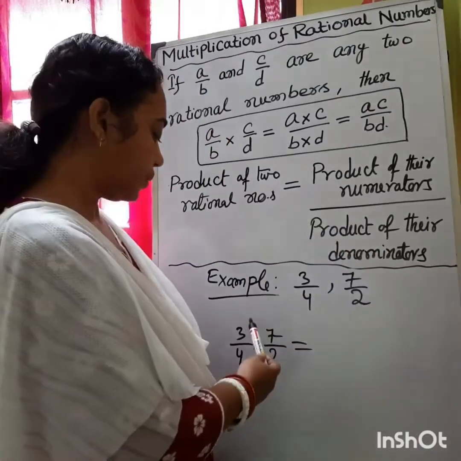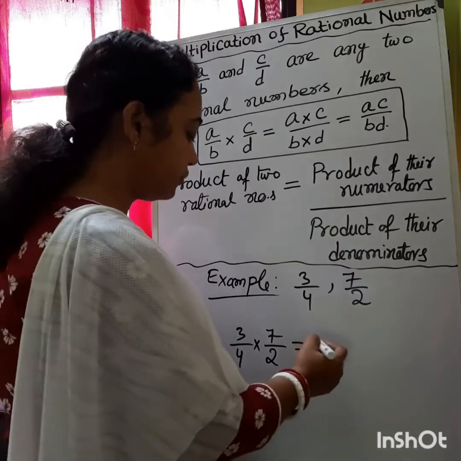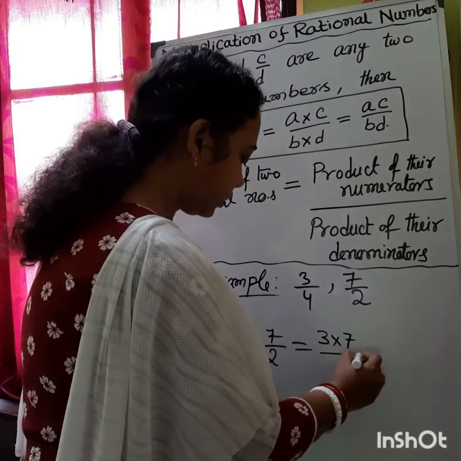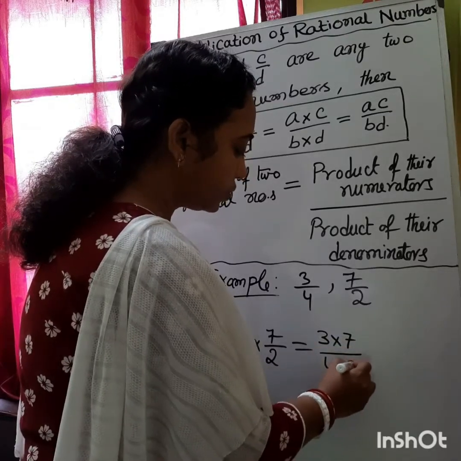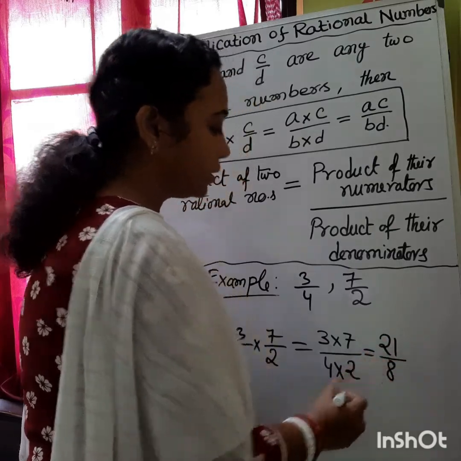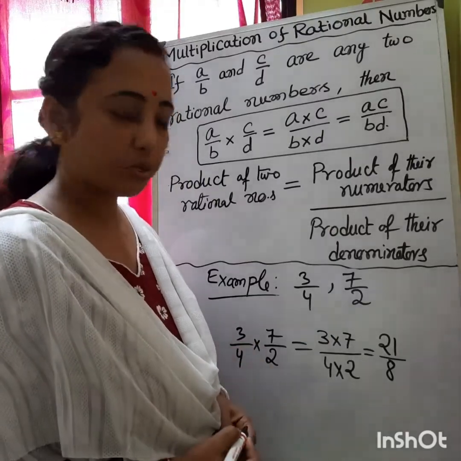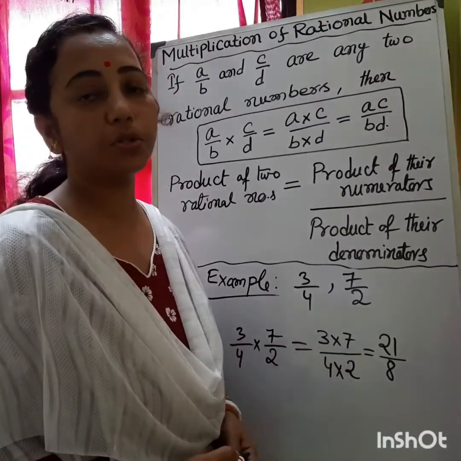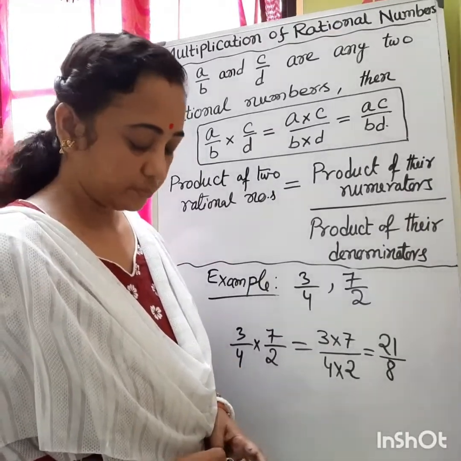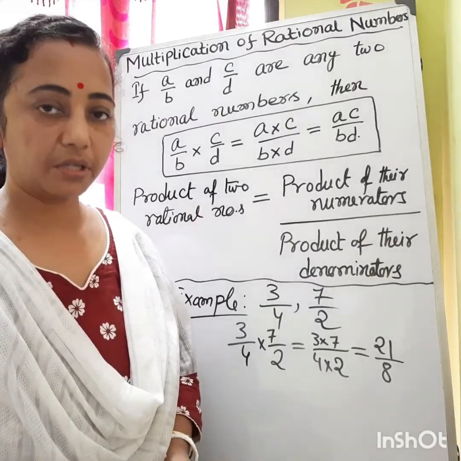In this case, the product, that is 3 by 4 multiplied by 7 by 2, is equal to the product of their numerators, that is 3 multiplied by 7, divided by 4 multiplied by 2. So here 3 7s are 21 and 4 2s are 8. So we are getting a rational number here. The product of the two rational numbers 3 by 4 and 7 by 2 is equal to 21 by 8, which is again a rational number. In this way, we can multiply more than two rational numbers also.